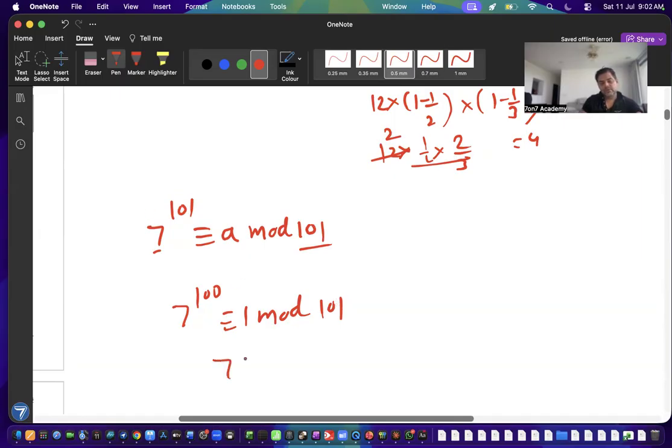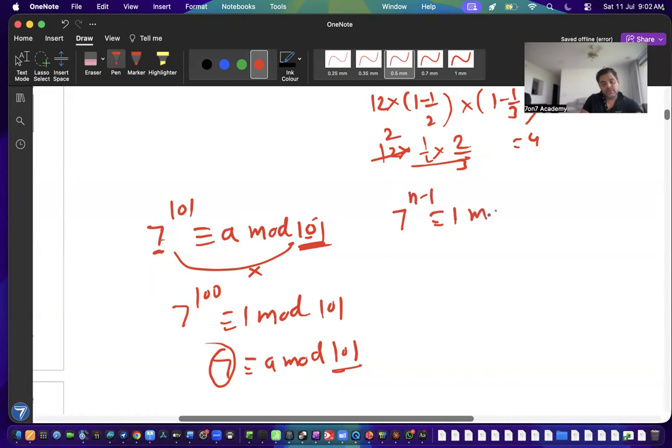So what remains here? 7 congruent to a mod 101, and that means if you divide this number by 101, the remainder is going to be 7. Why? Because this is a prime number. First condition, they are co-prime. Second condition, if this is prime and they are co-prime, then 7 raised to n minus 1 would give you 1 mod 101, because these are co-prime and the power has to be 1 lesser than that, which is 100 total. So 7 raised to 100 would give 1 mod 101.